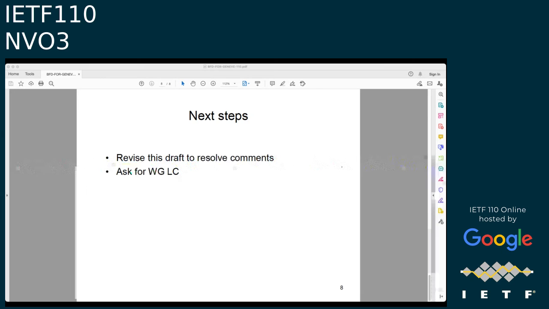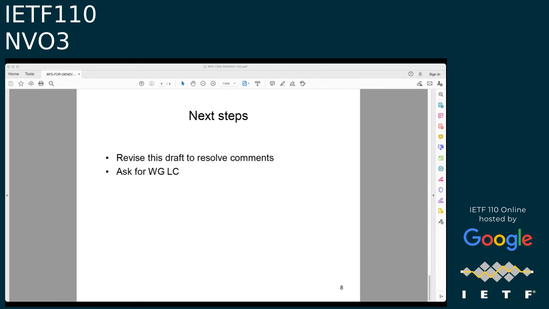Okay. I think, as with the OAM Geneve draft, it'd be worth getting a routing area review of this. I'm wondering if we shouldn't also ask for a review from the BFD working group. I appreciate it's the same group of people mostly.